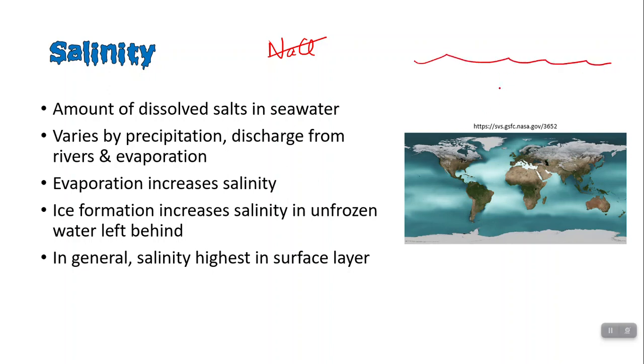I know my water is red. And as you have evaporation happen, water evaporates, but it leaves all the salts behind. Then ice formation can also increase salinity, because ice, when it forms, doesn't tend to keep a lot of the salt in it. So in this case, you've got ice up here, and that's mostly water, and the salt got left behind. So the liquid water that's left is going to be saltier. And in general, salinity tends to be higher in surface layers, anywhere where you have some sort of salt source.